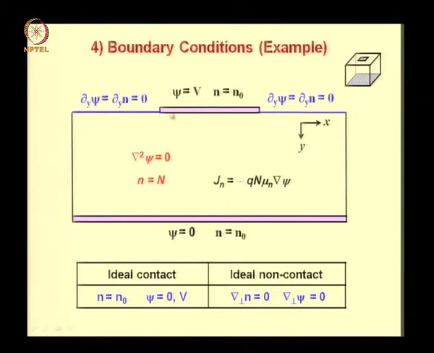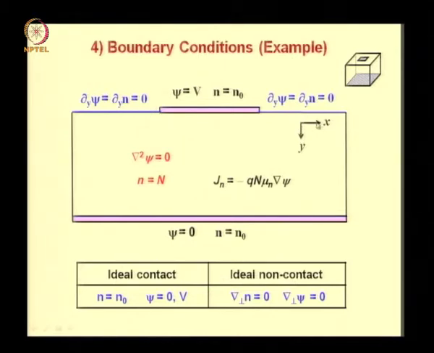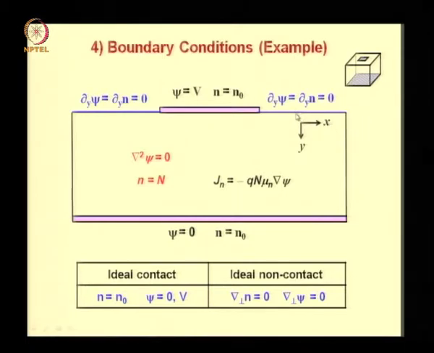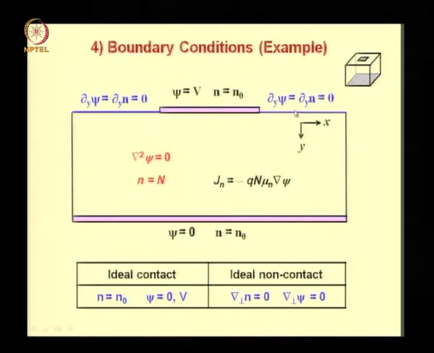At the top non-contact boundaries you have the gradient of psi in the y direction and gradient of n in the y direction equal to 0. The same thing applies here as well. So this is the y direction and this is the x direction for us. So in other words, you have no perpendicular electric field, nor do you have any diffusion current in this direction.